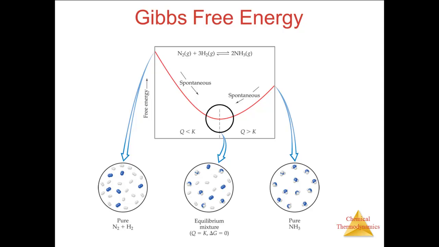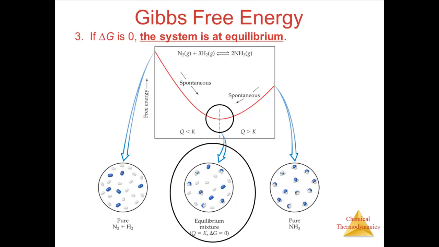When the value of G is a minimum, then delta G is positive going in either direction away from the particular concentrations of N2, H2, and NH3, and we are at equilibrium. At that point, delta G equals 0.